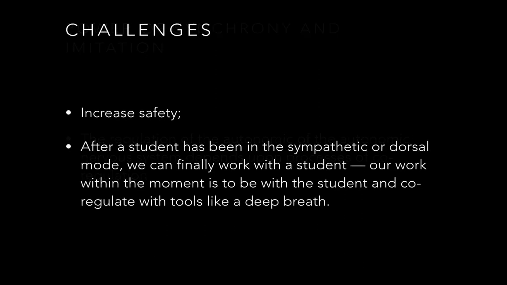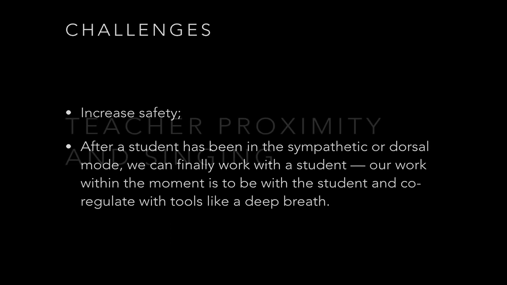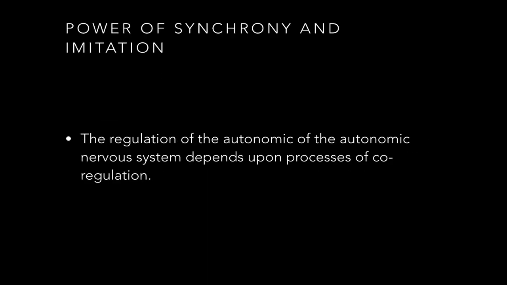And this points to one of the most important findings in polyvagal research. The regulation of the autonomic nervous system is more about co-regulation than self-regulation, especially among students who have experienced trauma. So let me say that again. The regulation of the autonomic nervous system is more about co-regulation than self-regulation. So what is co-regulation? Co-regulation means that someone else has to be in relationship with us and has to support our modulation between the dorsal, ventral, and sympathetic modes.